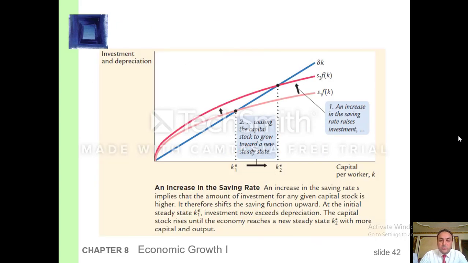We can see here also that an increase in the saving rate raises the investments, and that causes the capital stock to grow toward a new steady state. So an increase in the saving rate implies that the amount of investment for any given capital stock is higher, and it therefore shifts the saving function upward. At the initial steady state K star 1, investment now exceeds the depreciation. The capital stock rises until the economy reaches a new steady state, which is K star 2, with more capital and output.